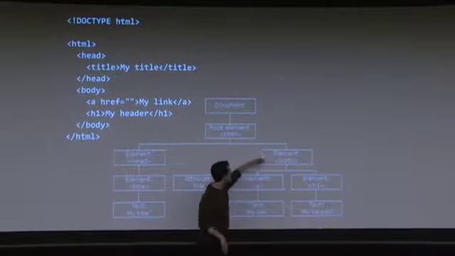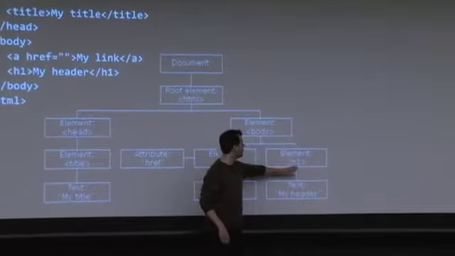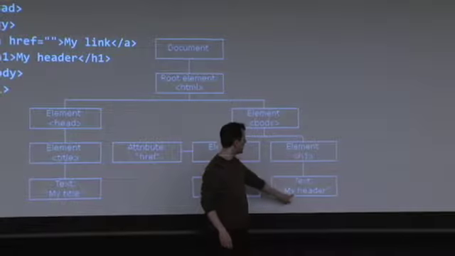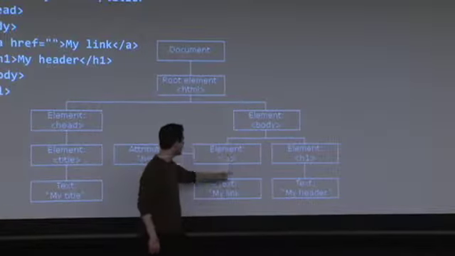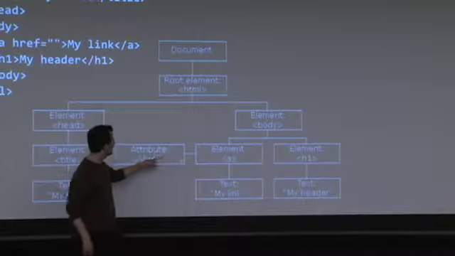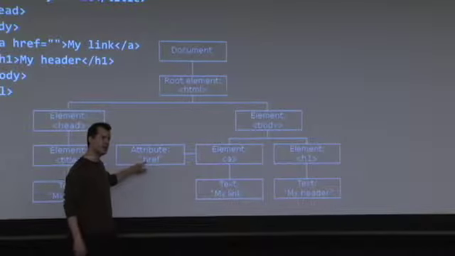Body elements is the same deal. We have an anchor tag and an h1 tag that are children. The h1 tag has some text beneath it. The anchor tag has some text beneath it. But the anchor tag also has an attribute, in this case an href.